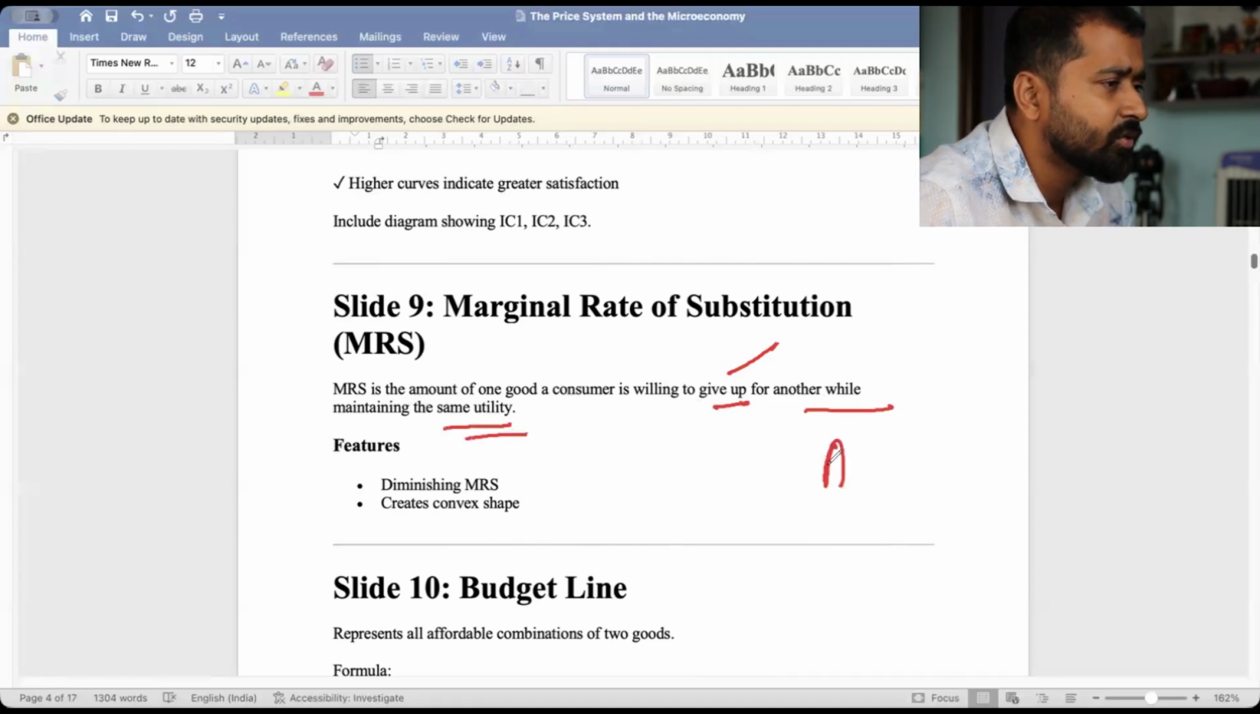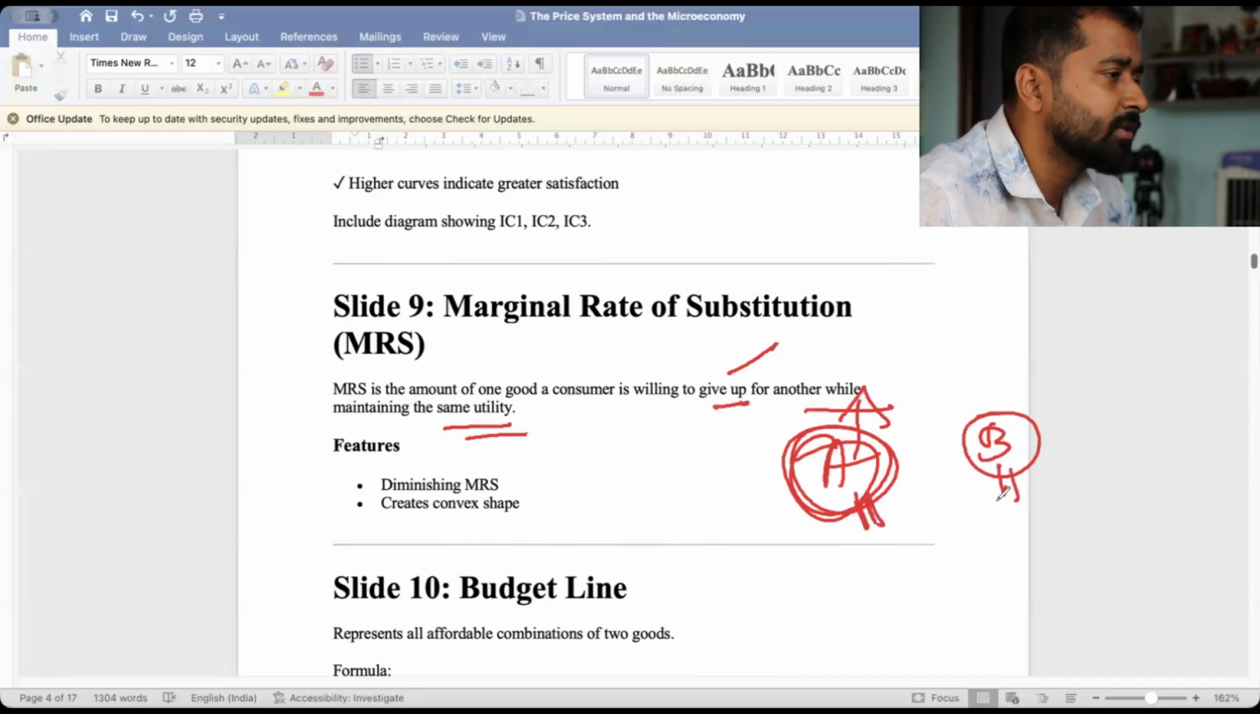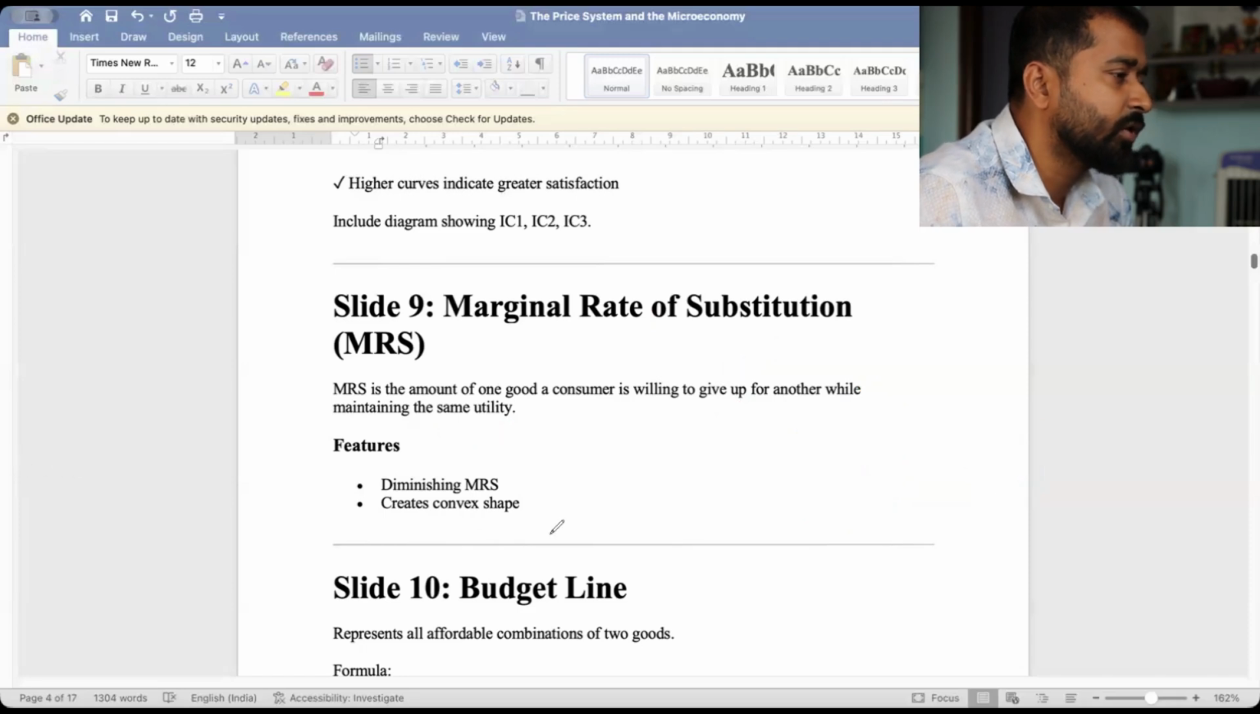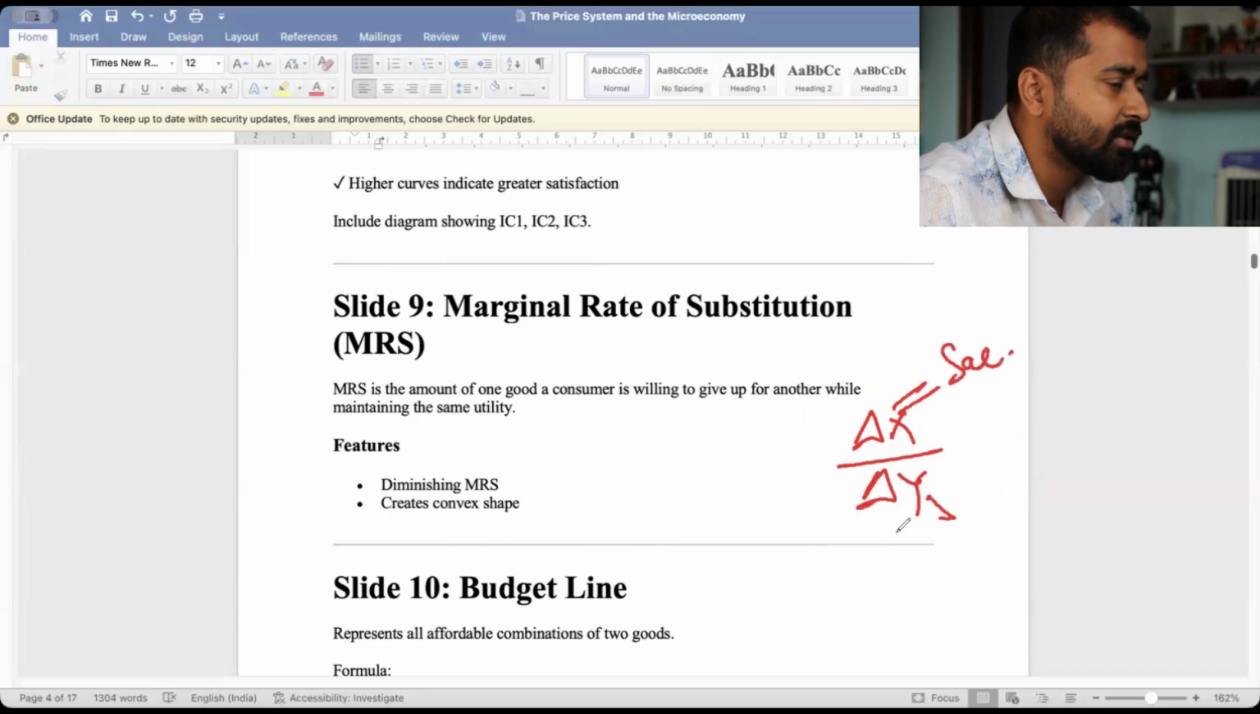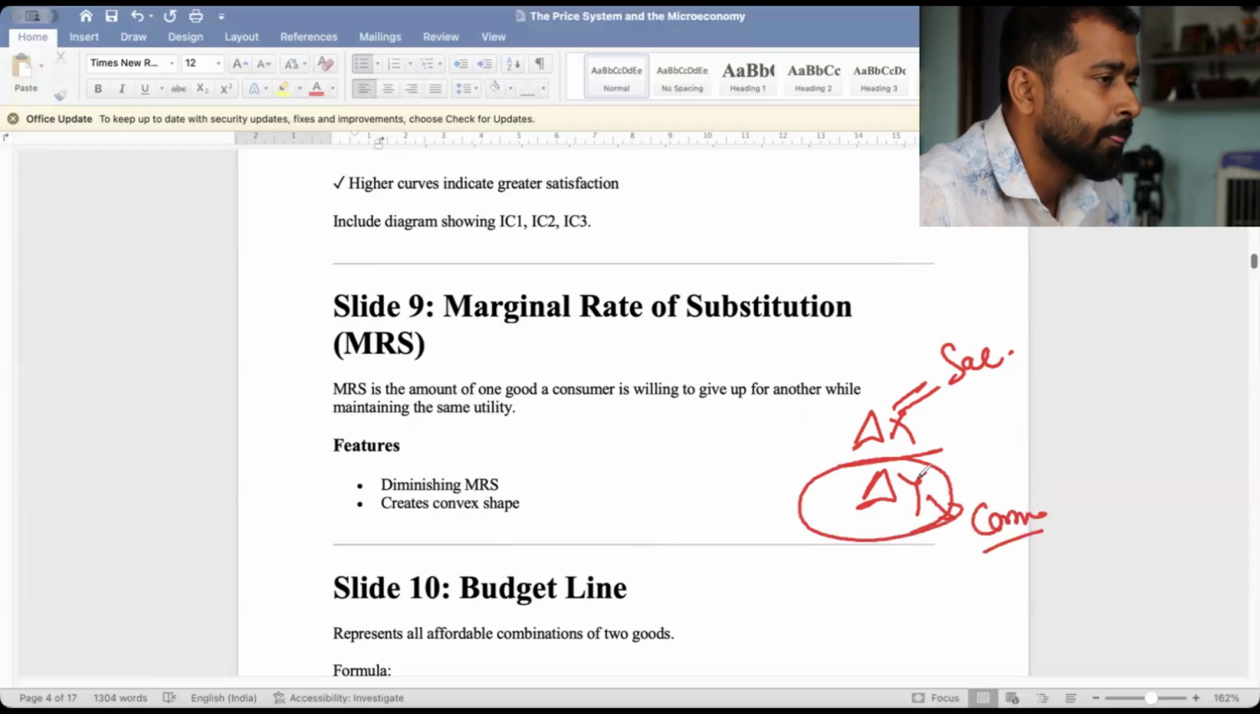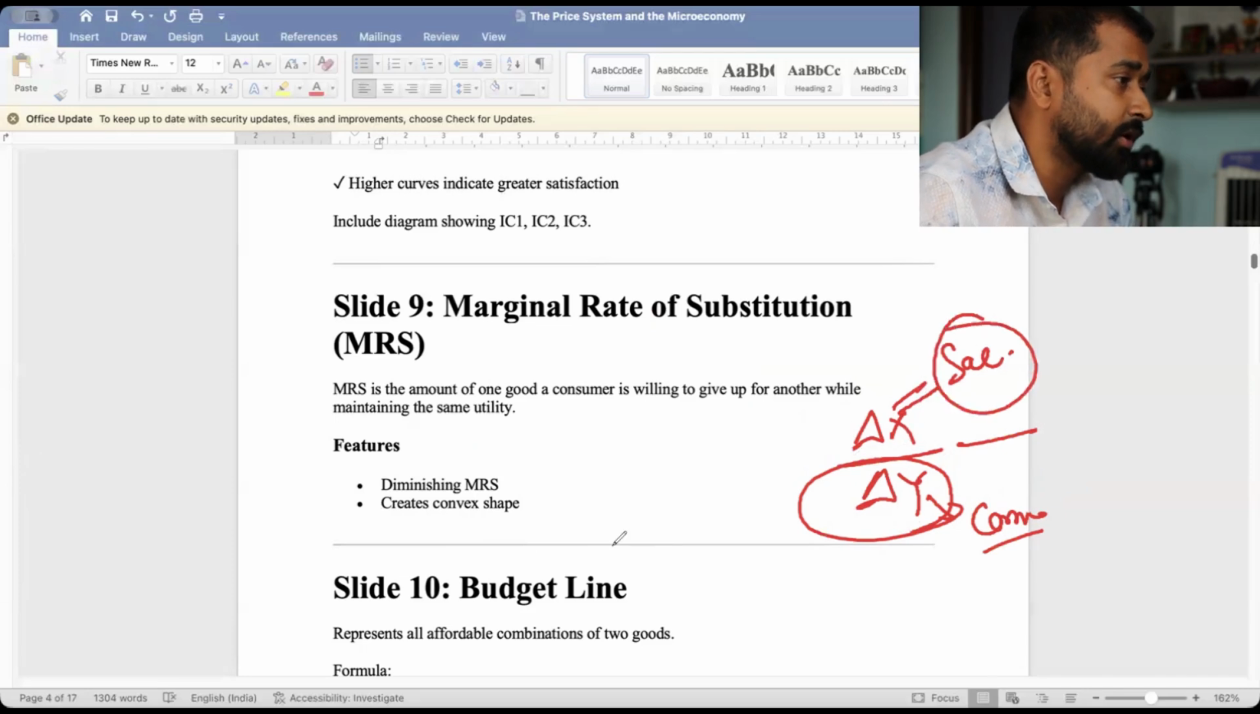So that means we have seen goods A and goods B: one good's consumption I am increasing, because of that satisfaction is more and utility is more. Due to that, the other good's consumption I am reducing, right? This ratio is the MRS. You think of MRS as delta X divided by delta Y. Delta X is the sacrificed good, and delta Y is the one consumed more, which gives you more satisfaction. This is the form: MRS equals delta X divided by delta Y. And remember that the utility sacrificed will be shown in the numerator.